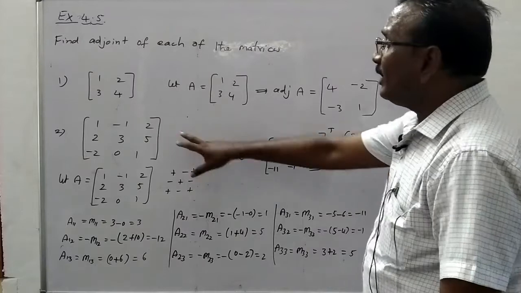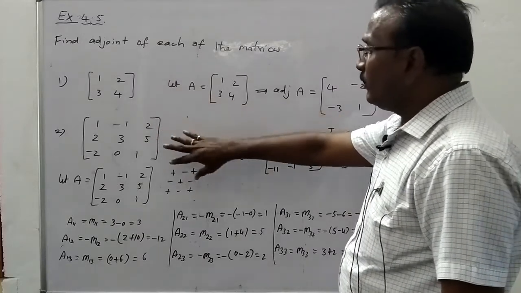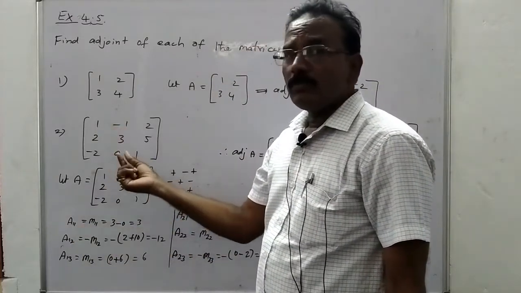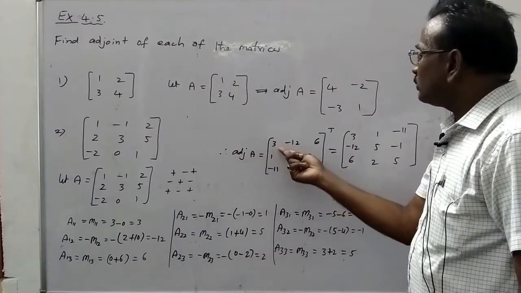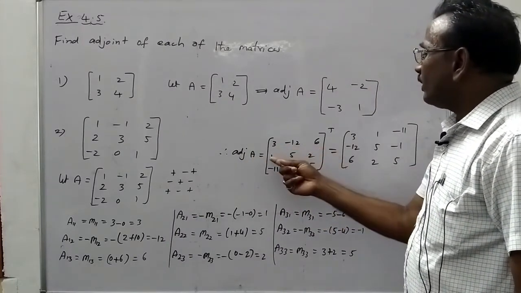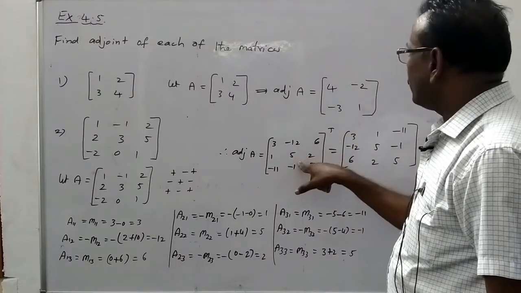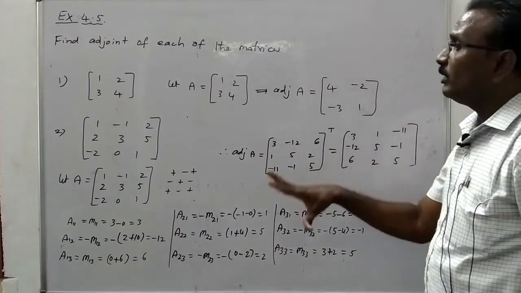When a 3 by 3 matrix is given, to find the adjoint of A, first we need to find the cofactors of each and every element of the given matrix. Next, the adjoint of A is obtained by writing the first row cofactors in the first row, the second row cofactors in the second row, and the third row cofactors in the third row. Transpose this matrix, and we get this. This is called the adjoint of the given third order matrix.